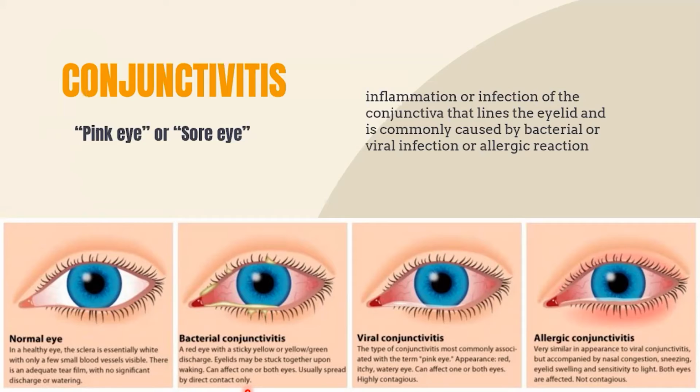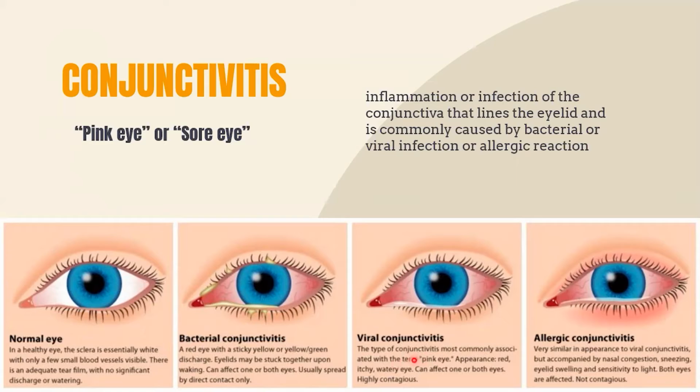Because pink eye can be contagious, early diagnosis and treatment can help limit its spread. This picture below is a comparison of the different types of conjunctivitis. We have here the bacterial conjunctivitis. Remember that bacterial conjunctivitis has sticky yellow or yellow-green discharge. This can affect one or both eyes, and this is usually spread by direct contact only.